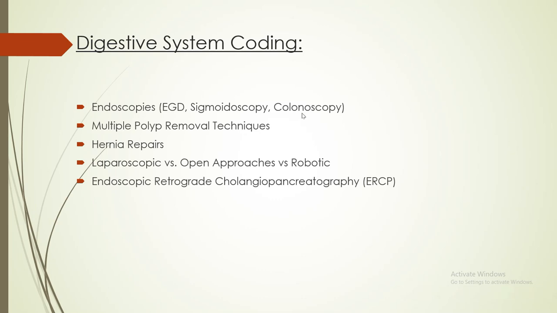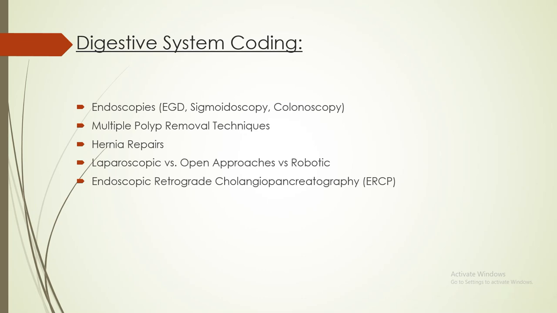Okay, here, most importantly, if you go to an interview, they will ask about EMR, endoscopic mucosal resection. What is the important criteria for endoscopic mucosal resection? That you will learn during our endoscopy procedures like sigmoidoscopy and colonoscopy. And you will learn how to code multiple polyps. So these techniques you will learn.